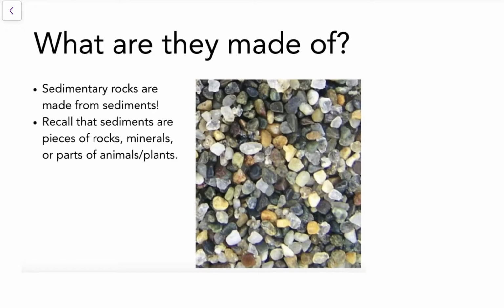Maybe a piece of a shell could be considered a sediment. That's what we mean when we say parts of animals or plants, right? A shell is from a living thing. Maybe a piece of that shell is cut off and becomes a sediment on the beach, which could then become part of a sedimentary rock.